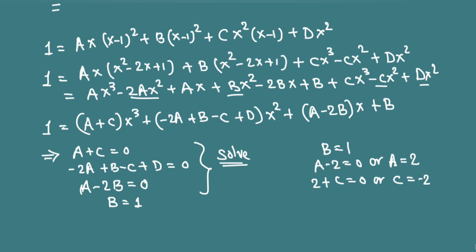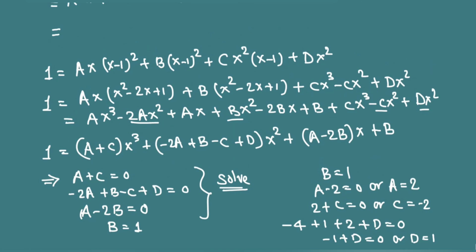Now we have a, b and c, the remaining unknown is d. Then use the second equation to find the value of d. So negative 2a, negative 2 times 2, negative 4, plus b is 1, so plus 1, minus c, minus negative 2, so plus 2, plus d equals 0. Negative 4 plus 1 plus 2 is negative 1, so negative 1 plus d equals 0, or d equals 1. So a is 2, b is 1, c is negative 2, d is 1.